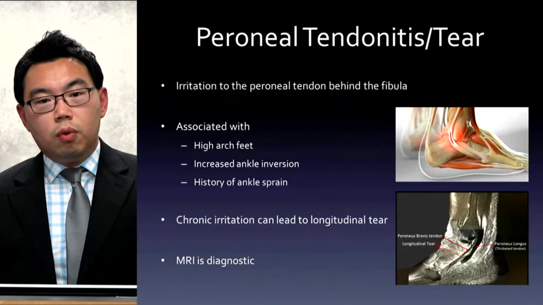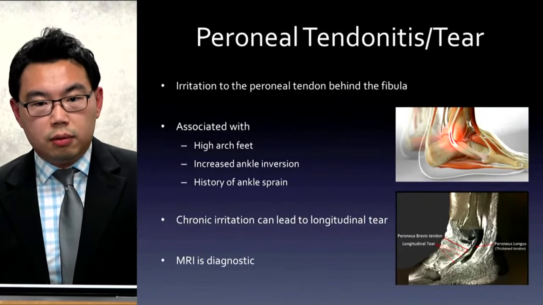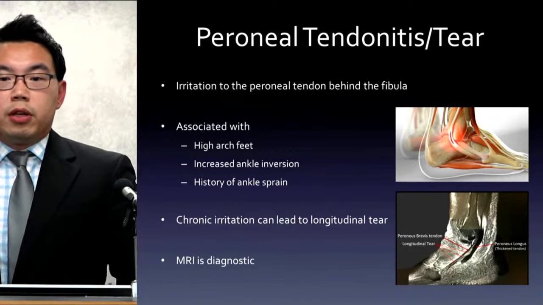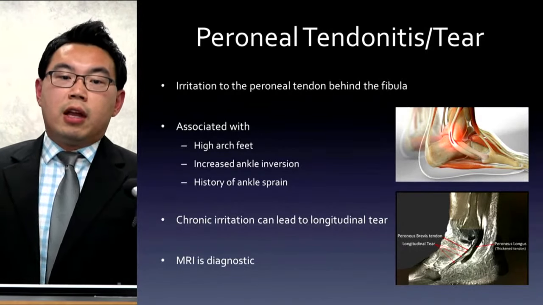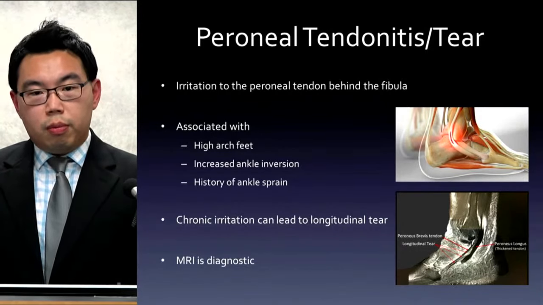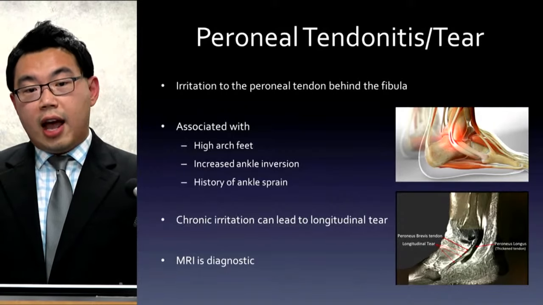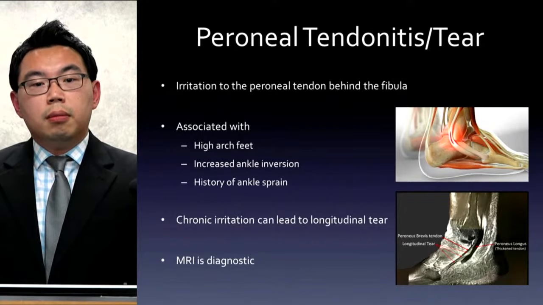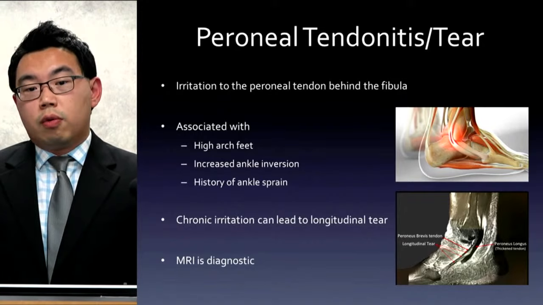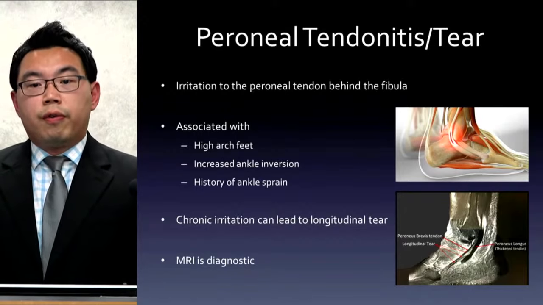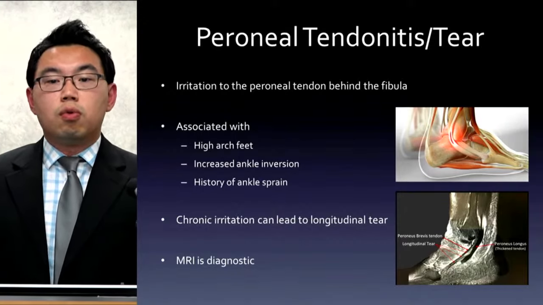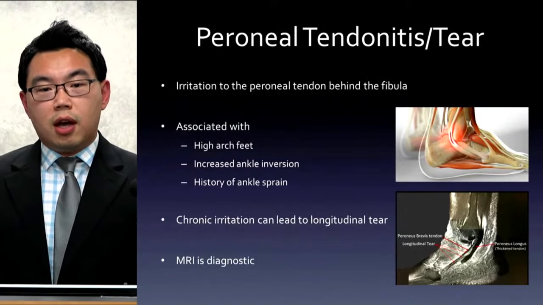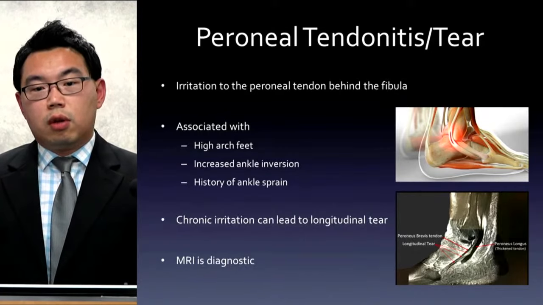When we think about peroneal tendonitis, we think this can be associated with biomechanical disadvantage, such as high arched feet. So if you put more pressure on the outside of your feet naturally, then these tendons are more likely to get inflamed over time. That translates into increased ankle inversion. If you have a history of ankle sprain, these tendons' function is to stabilize your ankle from the outside to prevent ankle sprains. But if you have a true event, you might cause this chronic irritation. And chronic irritation can lead to longitudinal tears.